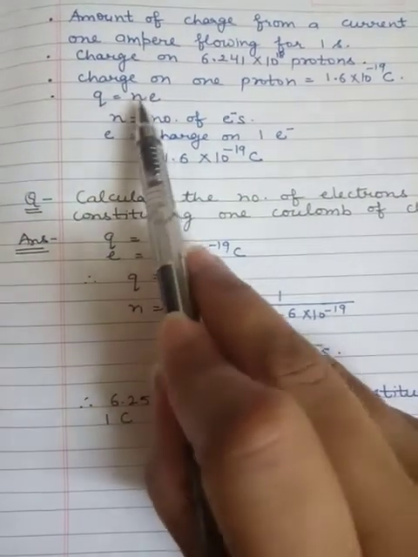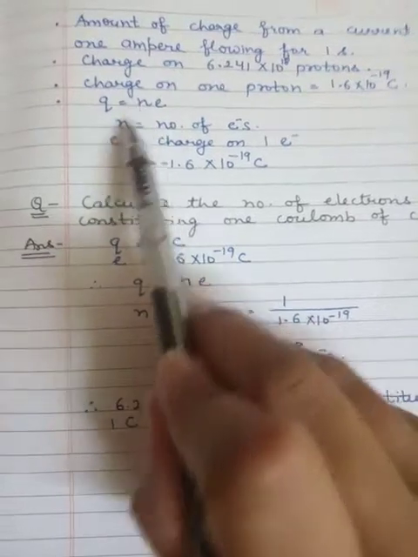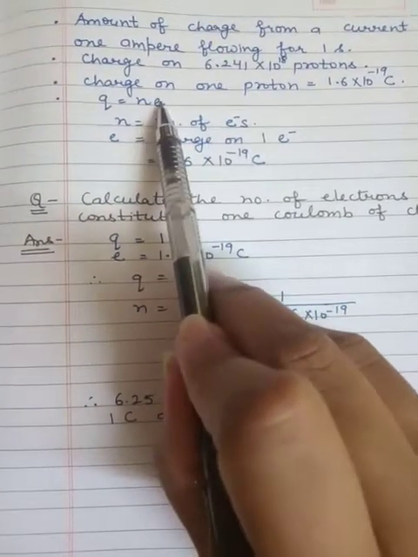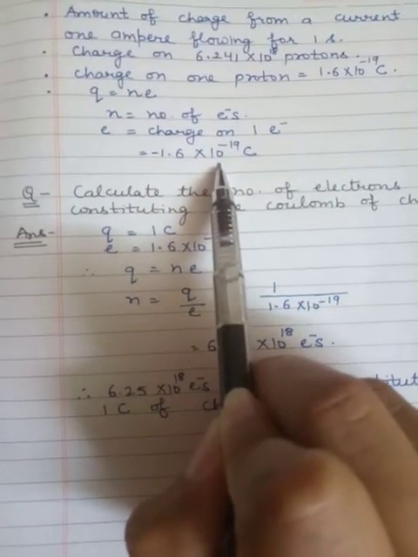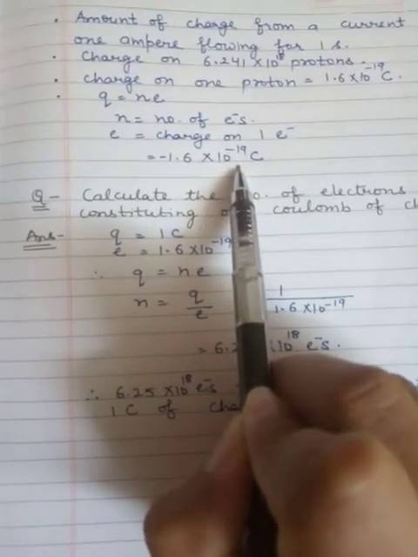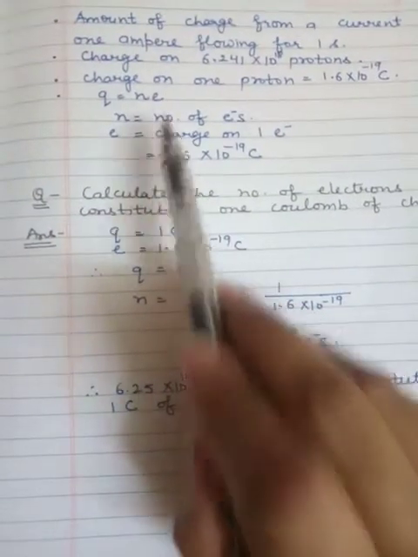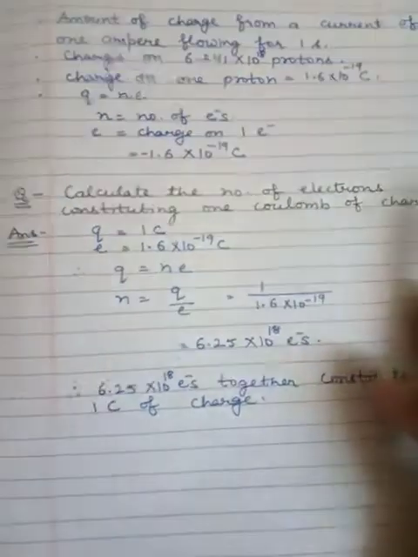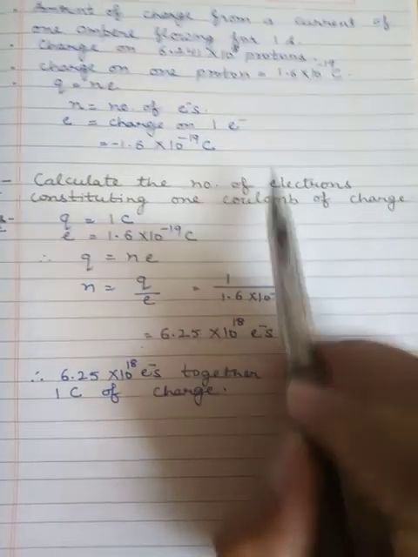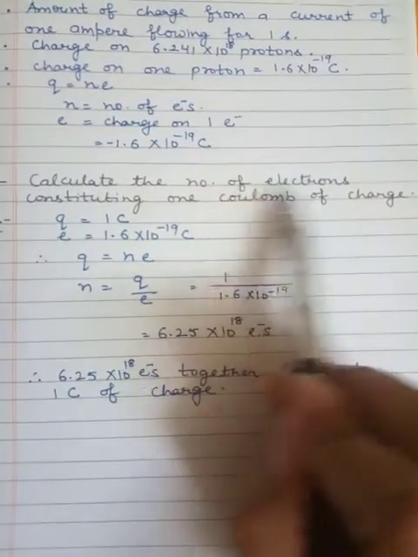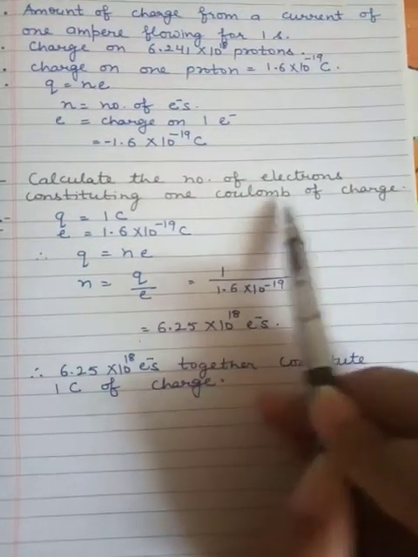That means Q is equal to Ne. N means the number of electrons, and e means the charge on 1 electron, which is equal to 1.6 into 10 raised to power minus 19 coulomb. On the basis of this, we can calculate how many electrons constitute 1 coulomb of charge. Calculate the number of electrons constituting 1 coulomb of charge.